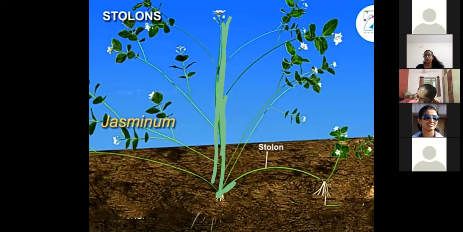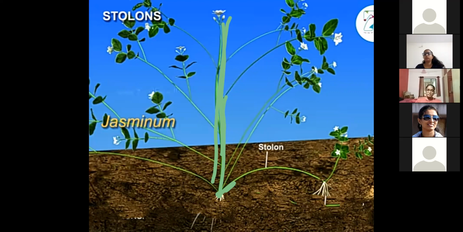So the branch which is nearer to the soil surface bends in such a way that it touches the ground. Again, it's a branch of the stem. So a branch is part of the stem, so it will also have nodes and internodes. Yes or no? Right? So in the nodes, meristematic tissues are there. The main magic here is of the meristematic tissue, right?